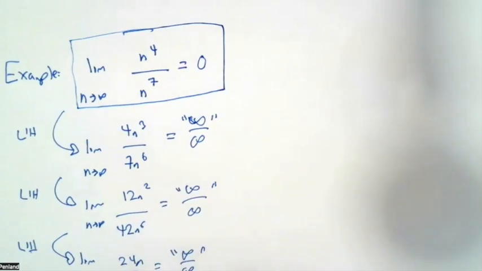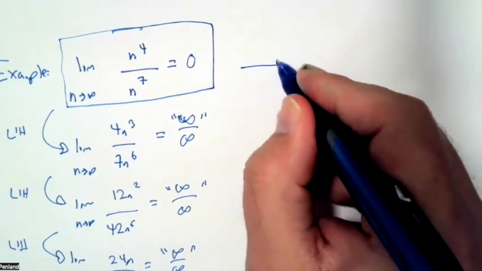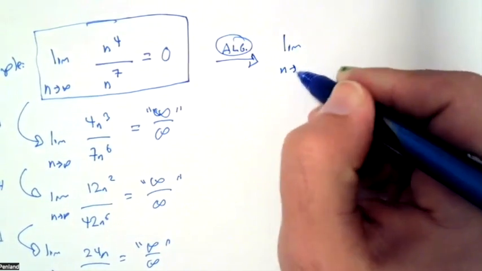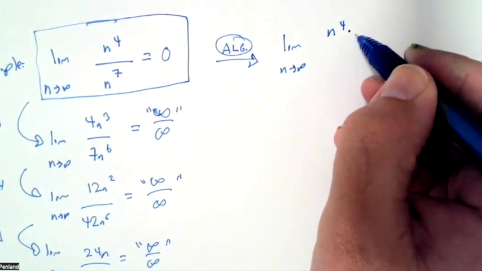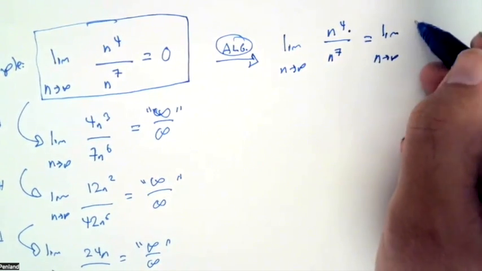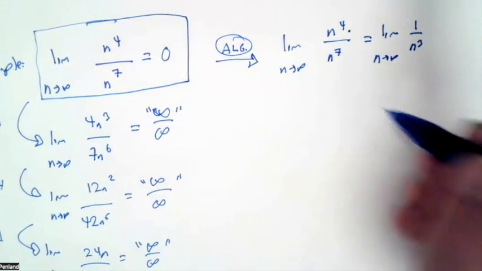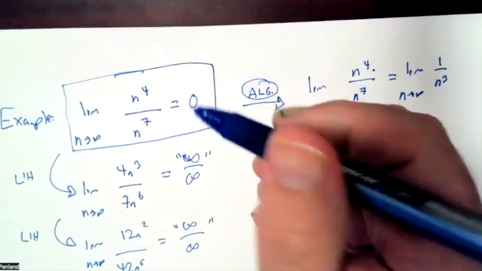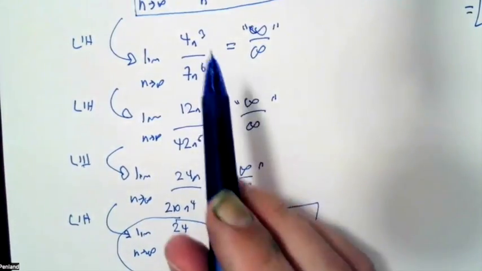Notice you could have also done this via algebra. And so in this case, it's possible to cancel. Could have done the limit as n approaches infinity, n to the 4th over n to the 7th is equal to limit as n approaches infinity of 1 over n cubed, which is equal to 0. Either way, you end up with the same answer. L'Hopital's rule in this case is a lot more work.